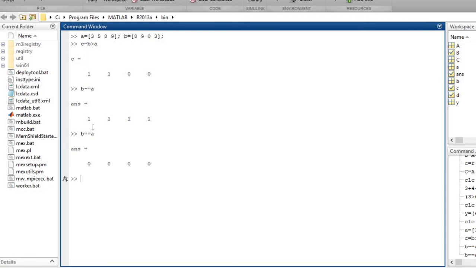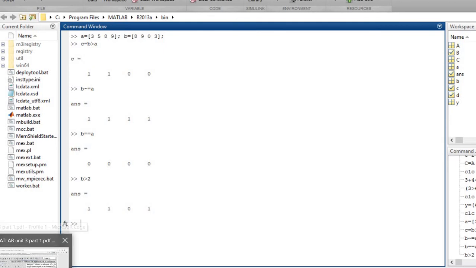As all of them are false, the value will be 0. Suppose you want to display only where B is strictly greater than 2: second place, third place, fourth place give 1, and the remaining place is 0. So this is the way we verify it.